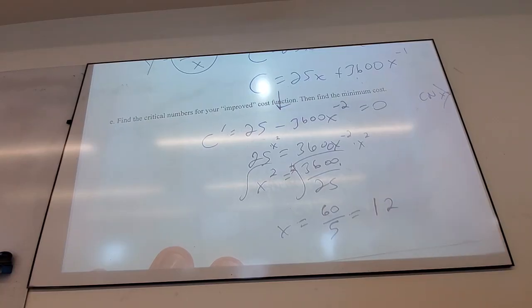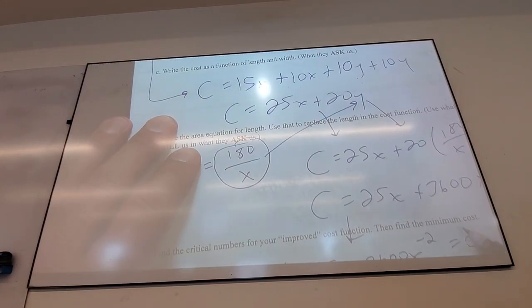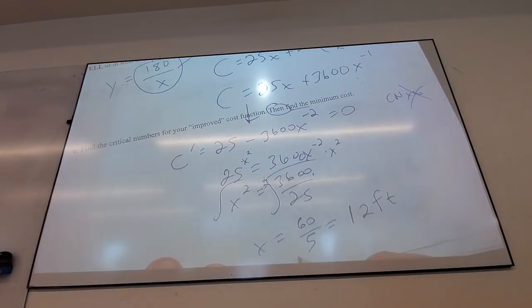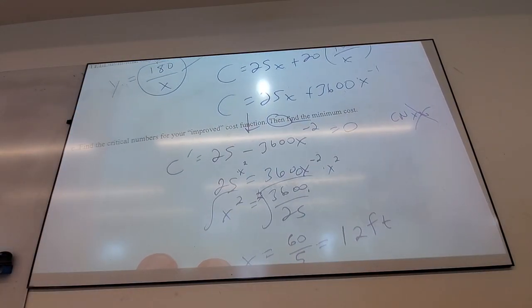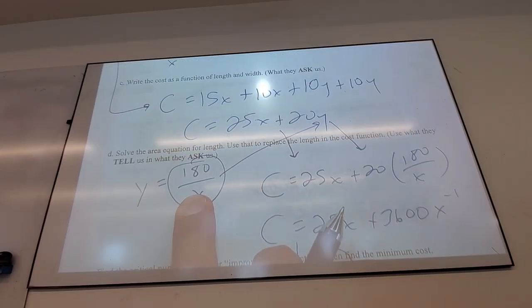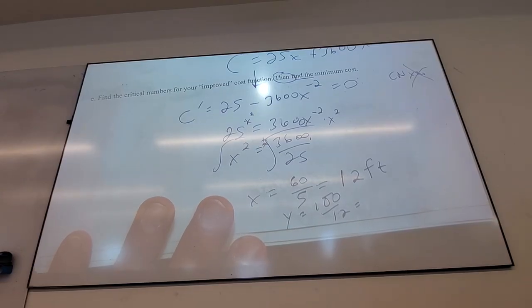And what's 60 divided by 5? 12. 12 what? No, that's square. 12 feet. And what is it that I ask for? No, I don't. Well, I do ask then, but by the dimensions. So what's y? How do you figure out y? Do I have an equation that has y and x? Yeah, so y is 180 divided by 12, which is 15. I say with confidence, yes, 15.